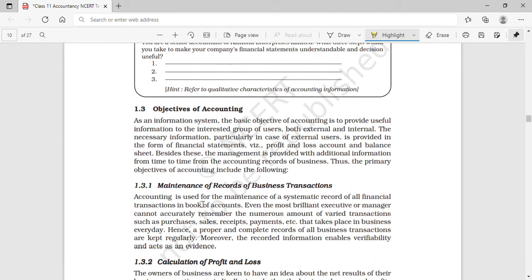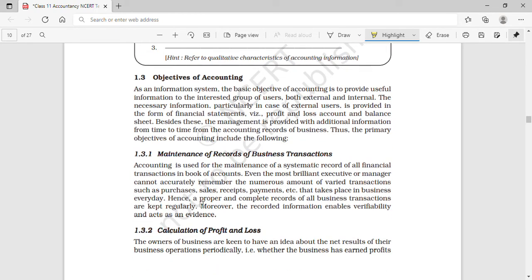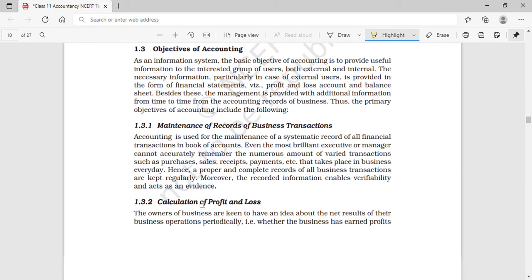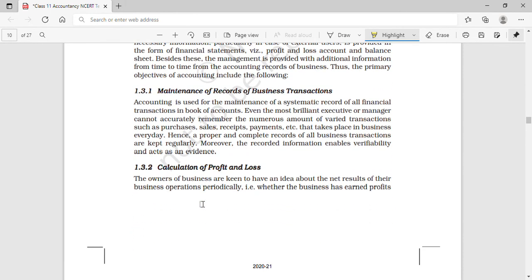Now next, objectives of accounting. What is your main objective? Why are you preparing accounting? What is the reason behind it? We know that we have to give information to internal and external users so that they can help in growing and expanding the business. But what else? Also to know our profit and loss accounts and balance sheets. It is additional information. That's the reason we have to prepare our accounts in a timely manner, so that it gives us proper details. Next, maintenance of records.